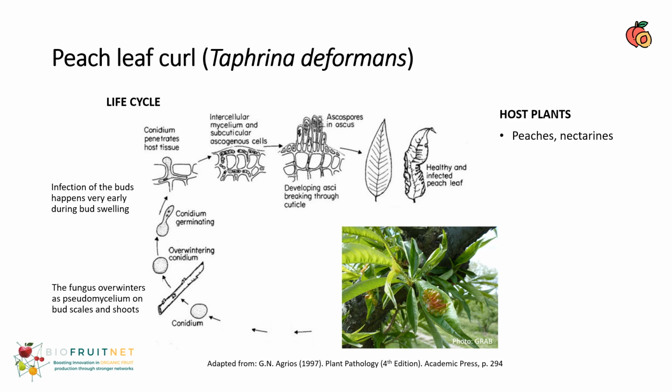Peach leaf curl is a disease caused by the fungus Taphrina deformans. The fungus overwinters as pseudomycelium on bud scales and shoots. The infection of the buds happens very early during bud swelling, from the end of February to the beginning of March. When temperatures reach above 10 degrees Celsius, infections are possible as early as January. Humid weather promotes the growth and spread of this disease.